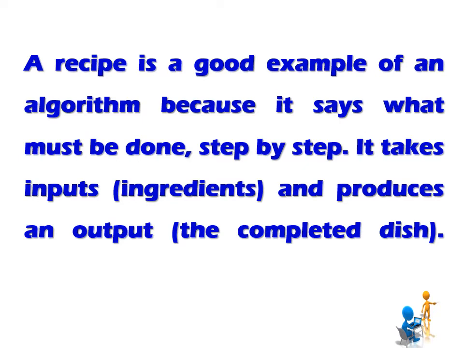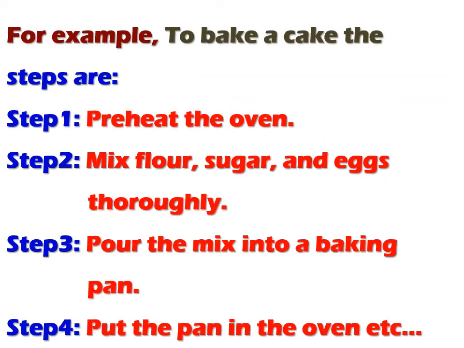A recipe is a good example of an algorithm because it says what must be done step by step. It takes ingredients as input and a complete dish as output. So what will be the algorithm to bake a cake? We have to follow some steps.